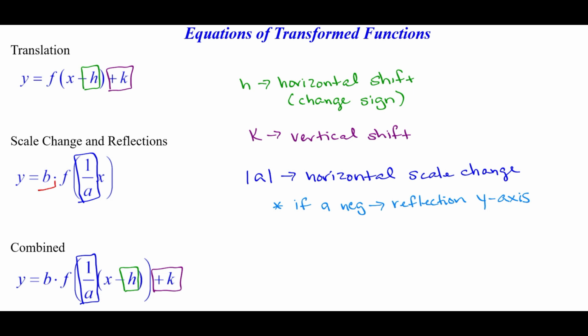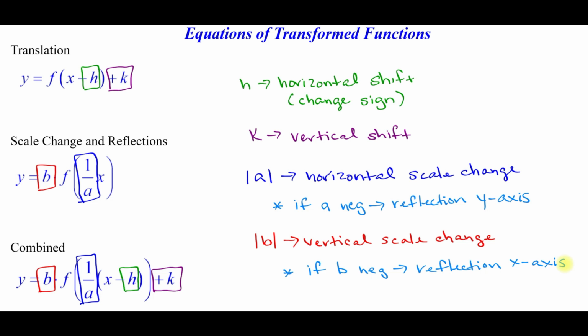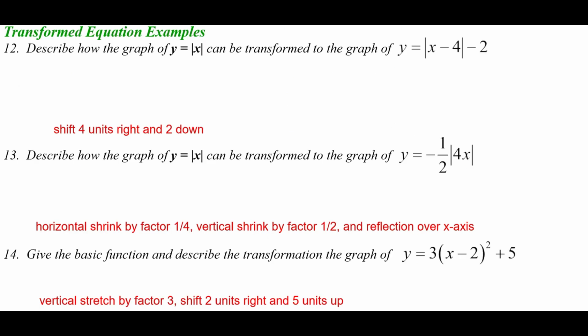And finally, we have this b number here. So this is just being multiplied to the entire function. So this is my vertical scale change. Again, it's absolute value. We don't take the reciprocal here. We do the inverse operation on the horizontal changes, but not on the vertical changes. So this is my vertical scale change. And again, if b is negative in the equation, then that would indicate to us that we have a reflection over the x-axis.